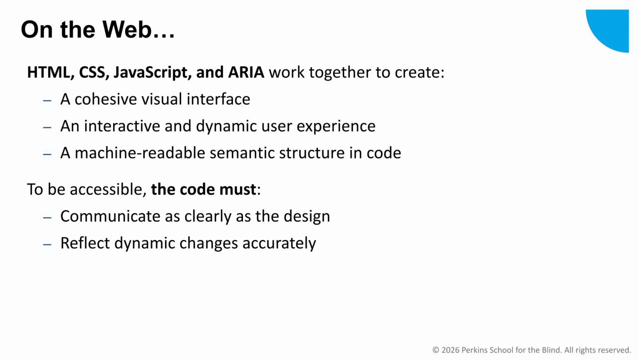HTML, CSS, JavaScript, and ARIA all come together to create a cohesive visual interface that users can easily navigate. They create an interactive and dynamic experience that responds to a user's actions, and a machine-readable structure that assistive technologies rely on to interpret content. For a website to be truly accessible, the code must accurately communicate the site's design, including any dynamic changes on the page. If these elements don't work together, users relying on assistive technology may struggle to navigate or understand the content on any given web page.